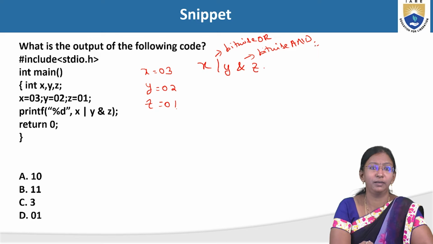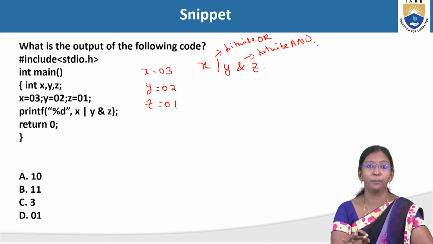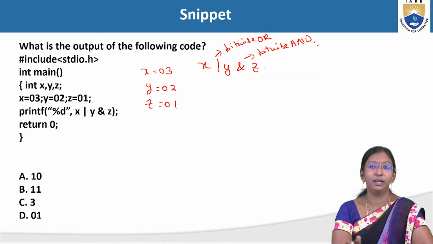Two operators are there. Okay, let's evaluate. Do you know the priority or precedence? Which one of these gets the higher priority? Or do you remember the precedence table? This is the primary question. So guys, you need to be well aware of that.